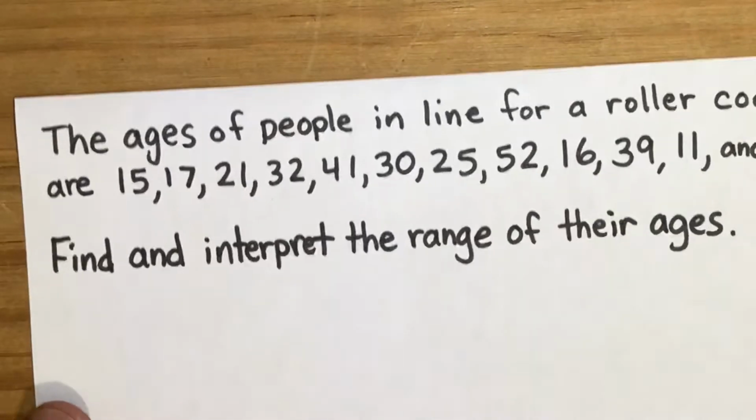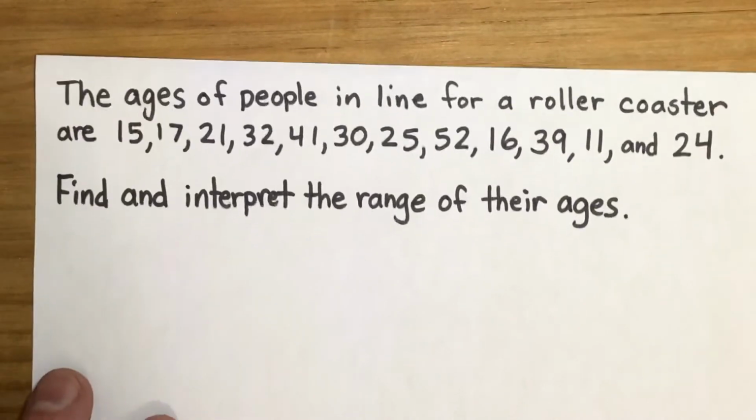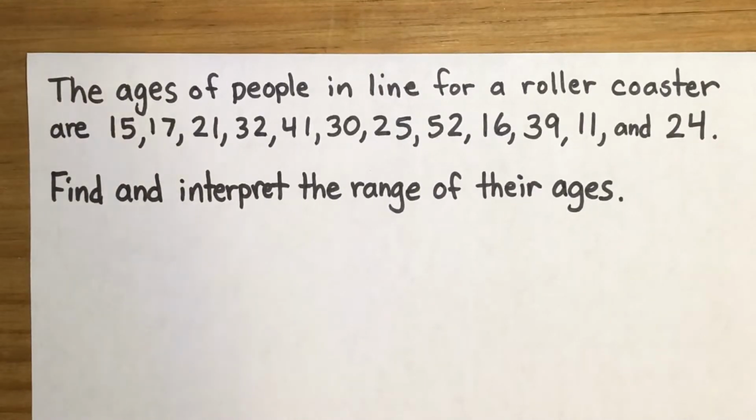Now we're going to go ahead and do one on our own. I'll make this a little bit smaller for you guys. Okay, so the ages of people in line for a roller coaster are 15, 17, 21, 32, 41, 30, 25, 52, 16, 39, 11, and 24. They want us to find and interpret the range of their ages.